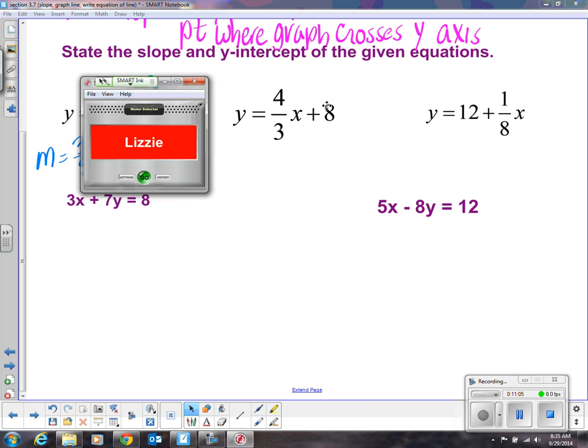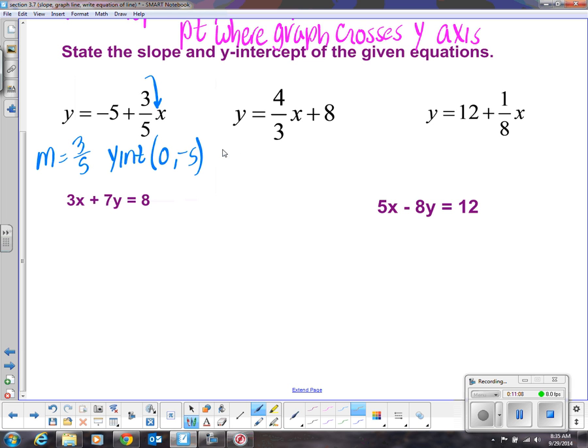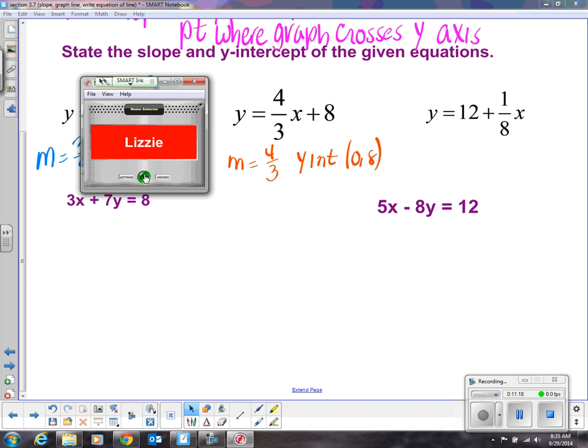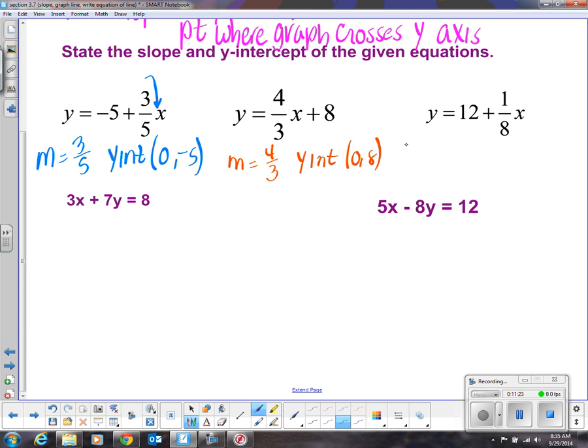All right, for my next one, Lizzie, what is the slope? 4 over 3. 4 over 3, what's the y-intercept? (0, 8), that's the job. All right, next one. Got one more, and then they get to be more interesting. And we like interesting. Wendy, what is this slope? What's the slope? The slope is... wait, no, the slope is 20. Okay, what's your y-intercept? (0, 12). Right.